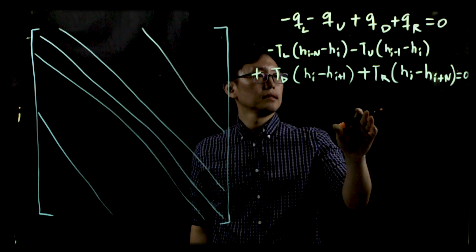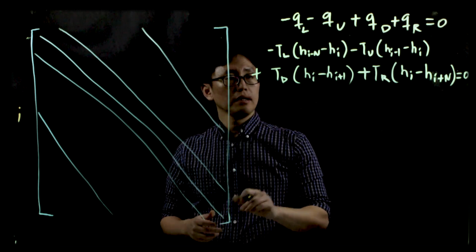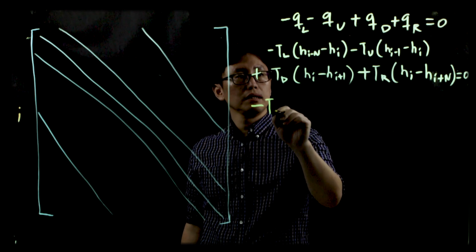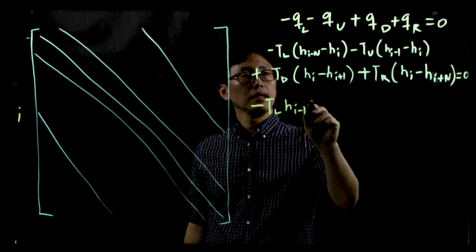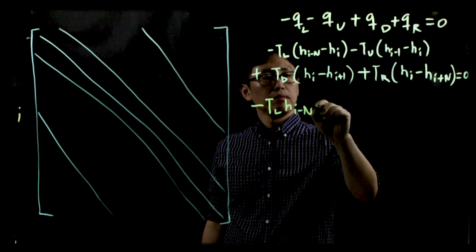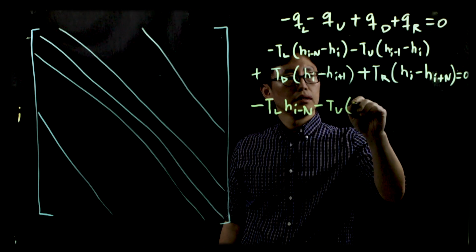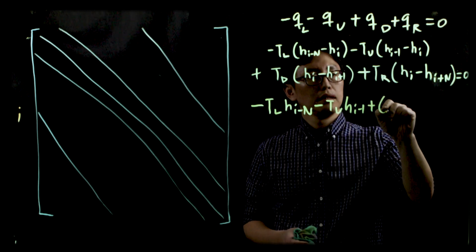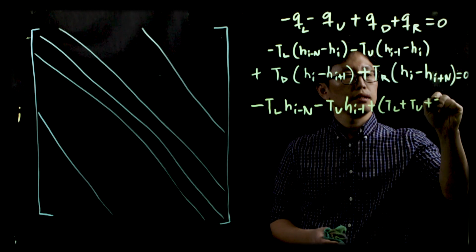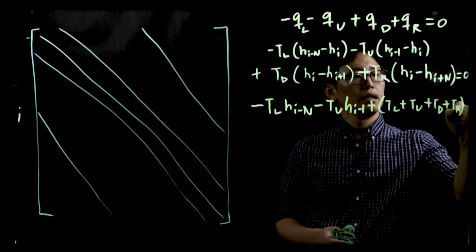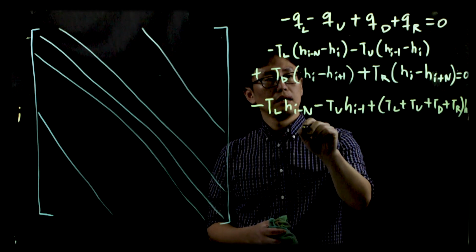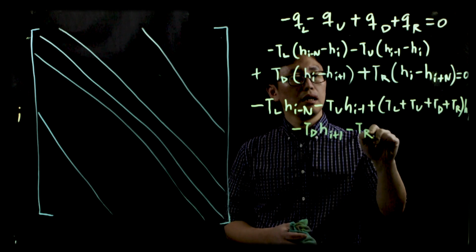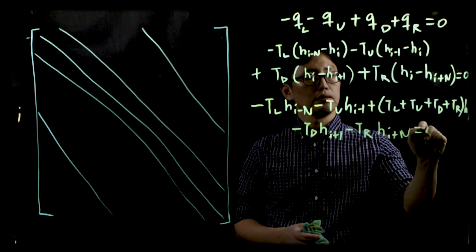Then this equation, as we covered previously, can be written as minus TL HI minus N plus minus TU HI minus 1 plus TL plus TU plus TD plus TL times HI minus TD HI plus 1 minus TL HI plus N is equal to 0.